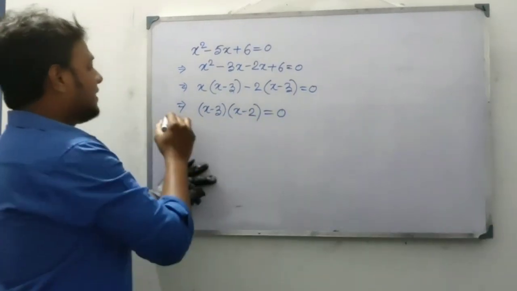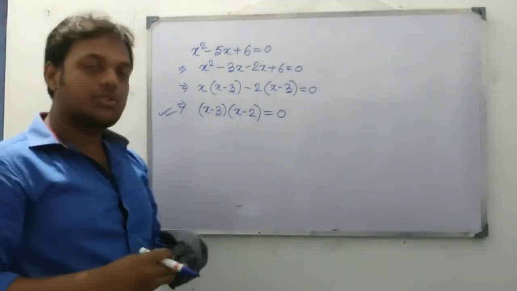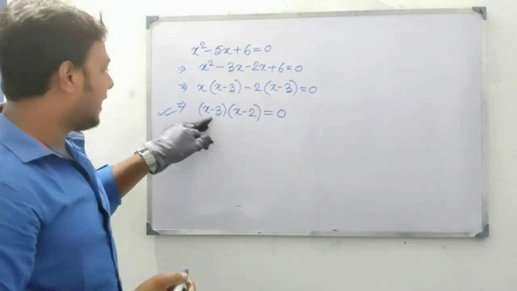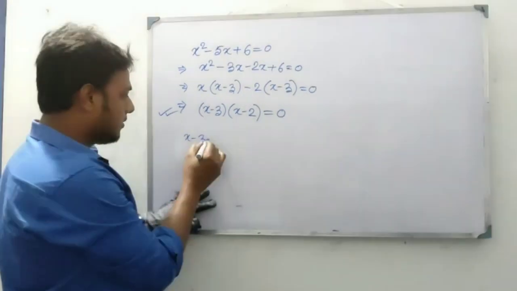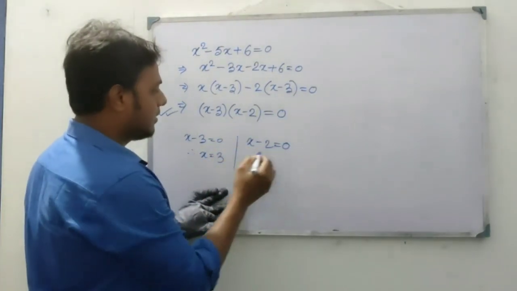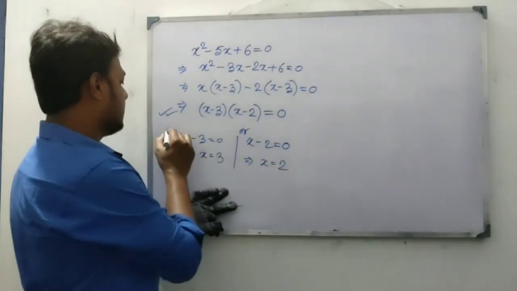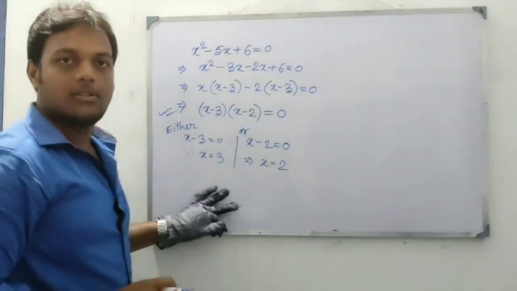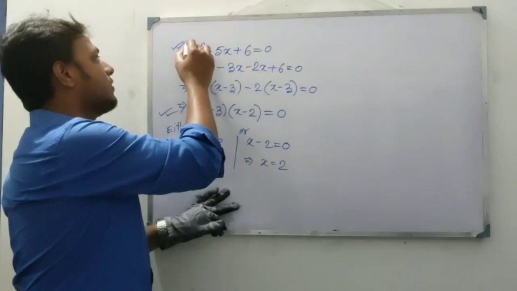From this line, could you tell me what the roots will be? Obviously, calculate in your mind that either x minus 3 will be 0, that means x will be 3, or x minus 2 will be 0, and x will be 2. So from this line we can easily say the roots of this quadratic equation.